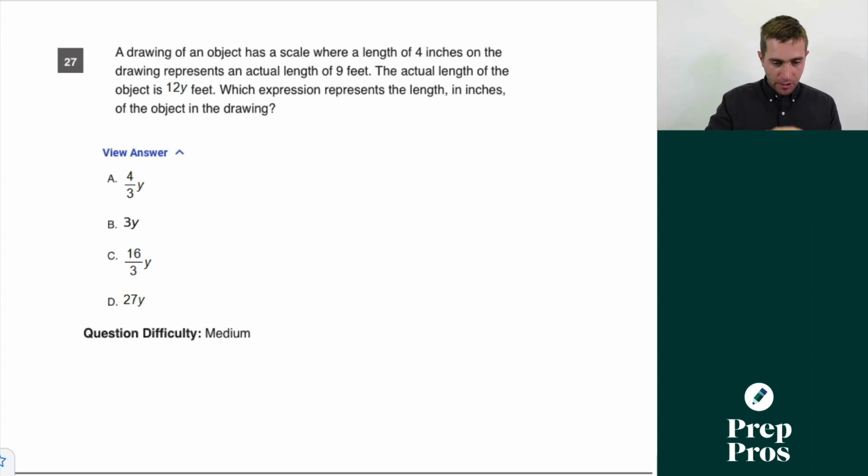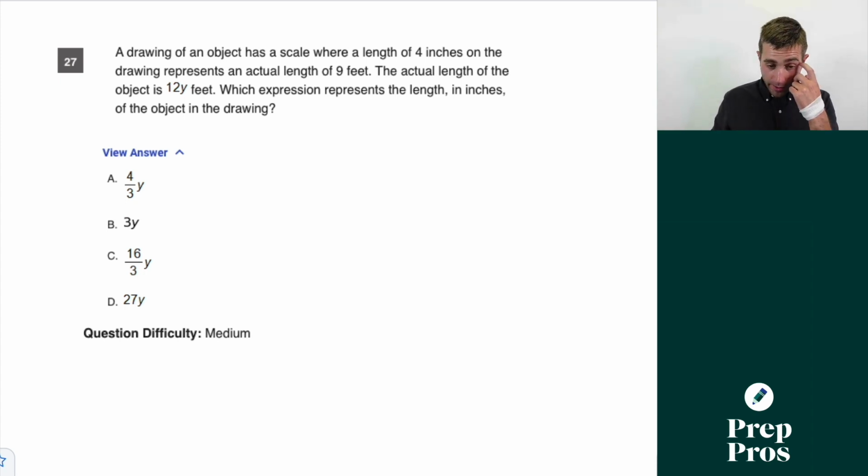Question 27. A drawing of an object has a scale where a length of 4 inches on the drawing represents an actual length of 9 feet. The actual length of the object is 12y feet. Which expression represents the length in inches of the object in the drawing? All right, this is the first pretty tricky question we've seen here.